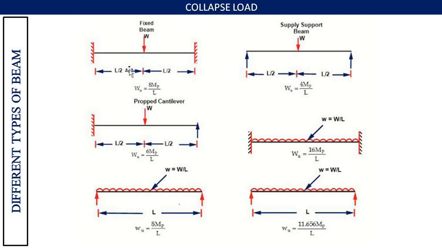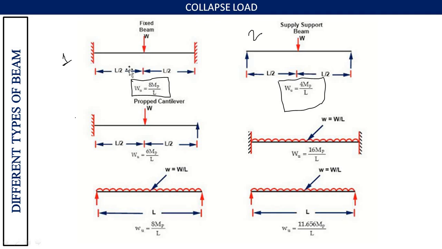This slide shows the different types of beams. First, for the first case, let us see the first figure: a fixed beam with a center point load. It has a collapse load of 8 MP by L. Then the second figure shows the simply supported beam with a center point load. It has a collapse load of 4 MP by L.